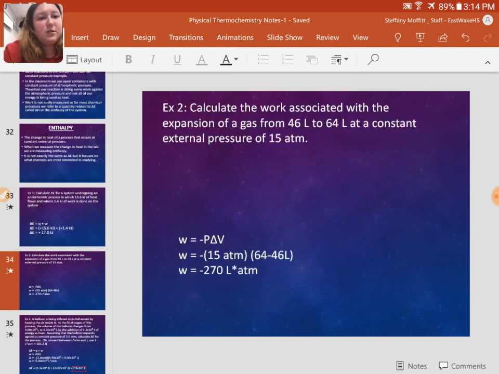So let's look at this one. It says calculate the work associated with the expansion of a gas from 46 liters to 64 liters at a constant external pressure of 15 atm. Work is equal to negative P times delta V. Very, very simple, plug and chug.